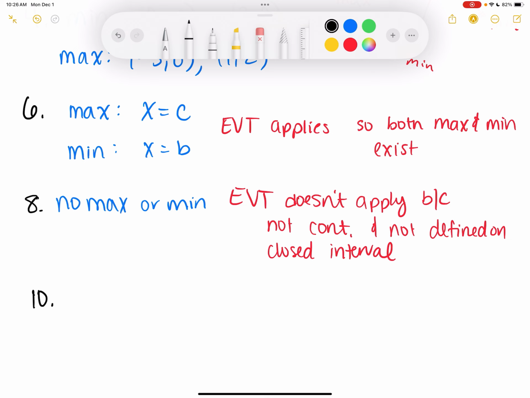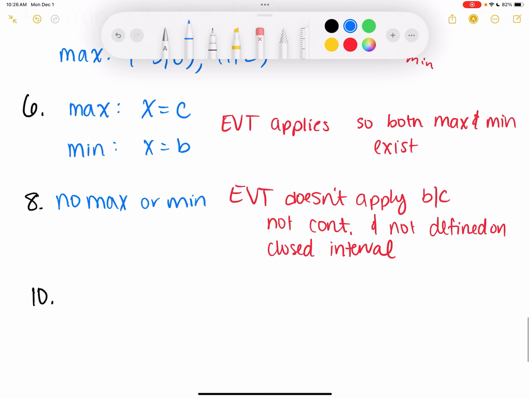So this one, what I notice is it's not continuous. So the extreme value theorem doesn't apply, but I do see a max and a min because we've got the closed circles on here. The previous one, number 8, didn't because we had open circles all the way across, so it didn't have any maxes or mins because it wasn't doing anything. But for 10, we will have a max and a min.